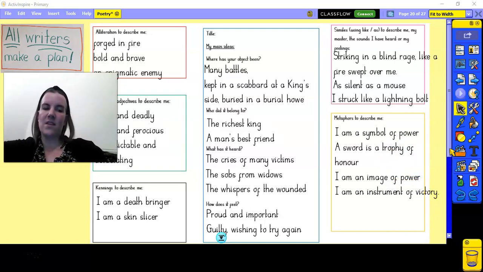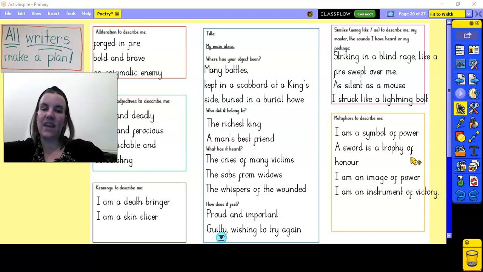Okay, so I'd like you to use these ideas to help you to have a go at popping some notes, some words, some phrases into your plan. Pause the video now and give that a go.